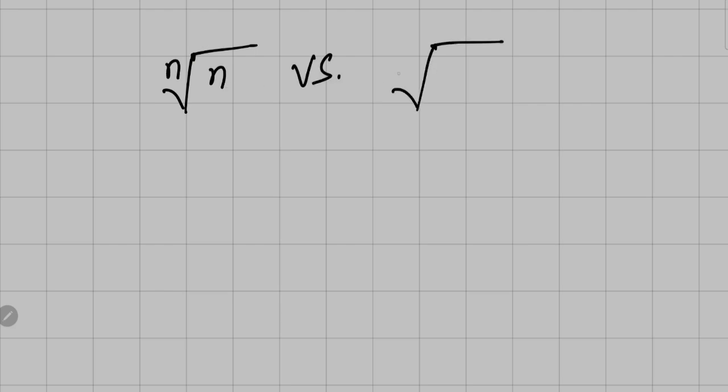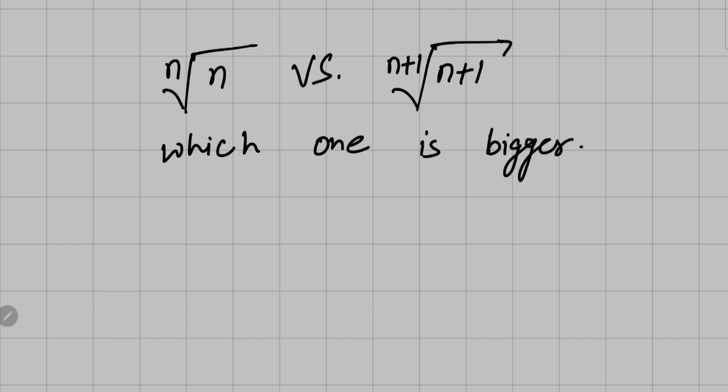Welcome back. Today we talk about the nth root of n and the (n plus 1)th root of n plus 1. Which one is bigger? So, first of all, I'm asking you, 2 and 3. Which one is bigger?